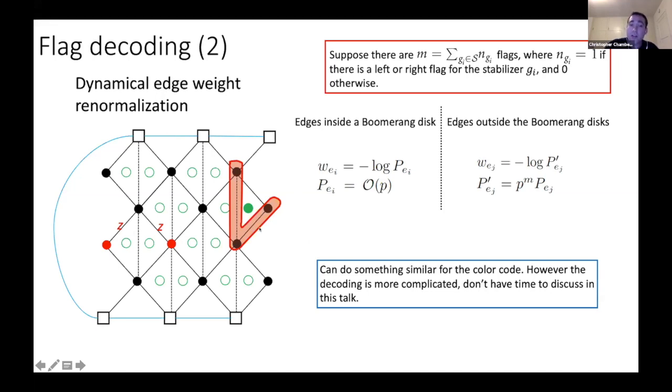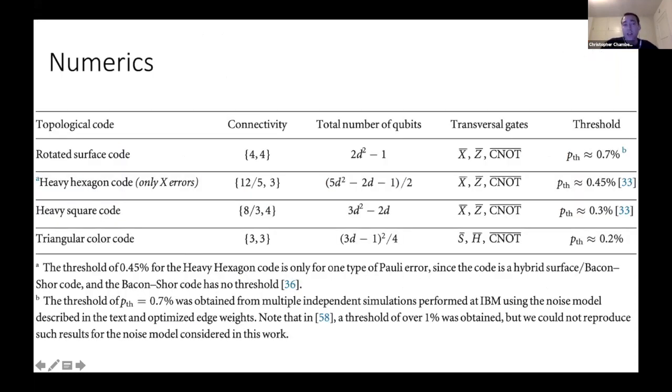And so you can guarantee that any error arising from (d-1)/2 faults or fewer will be corrected by using this trick. And I'd just like to conclude the talk by showing some numerics, the performance of these codes, and compare that to the standard surface code.